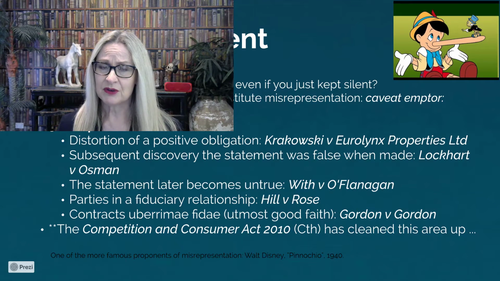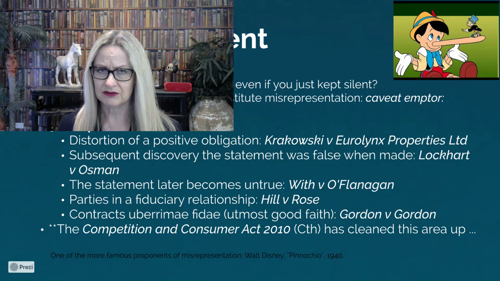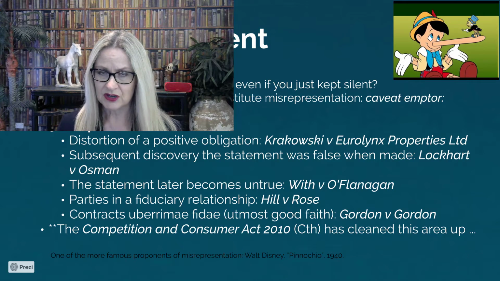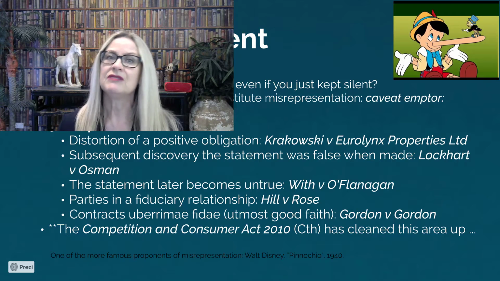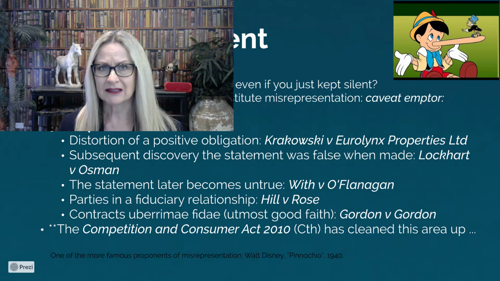Next, you might find that there is a subsequent discovery after you've made whatever statement you made originally, and then you've just kept quiet, even though you've subsequently found out that the statement was false. Okay, so you can't make a statement that's designed to get someone into a contract, then find out that whatever you've said is wrong, and then just keep mum. Okay, hope that they don't find out. You need to speak up in that kind of circumstance, and Lockhart and Osmond is the case that you're looking for there.